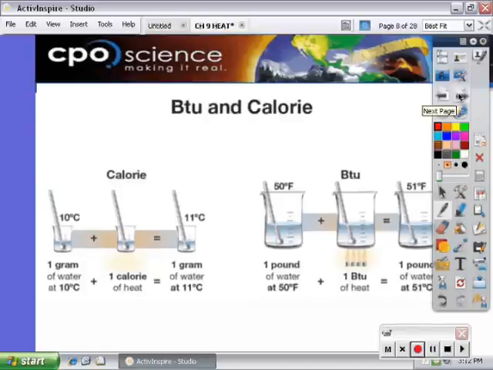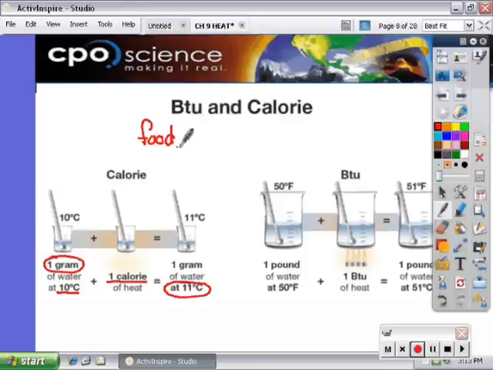You'll see calorie used. It tends to go along with food. Calorie is the measure of the amount of heat energy contained in basically chemical bonds. So here it shows you that 1 gram of water at 10 degrees Celsius, if you add 1 calorie of heat, increases the temperature by 1 degree Celsius. So that is the measure of a calorie. They determine a calorie in measuring food by burning it.